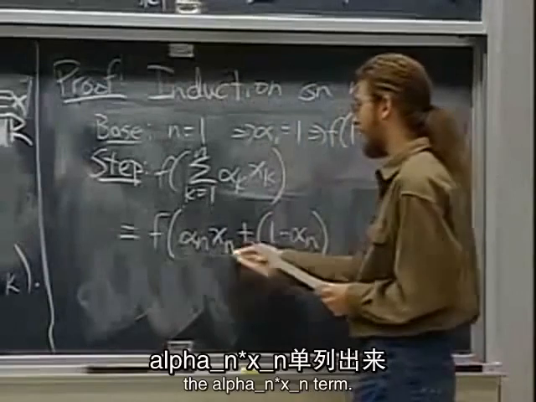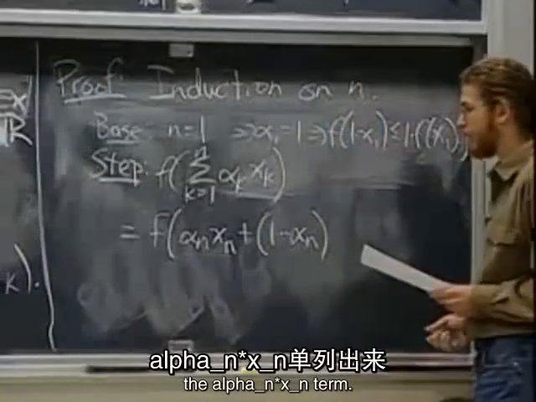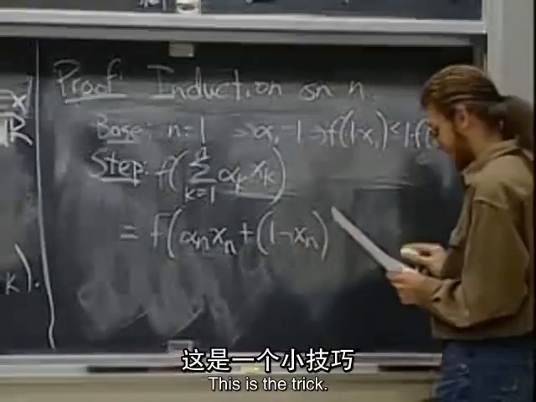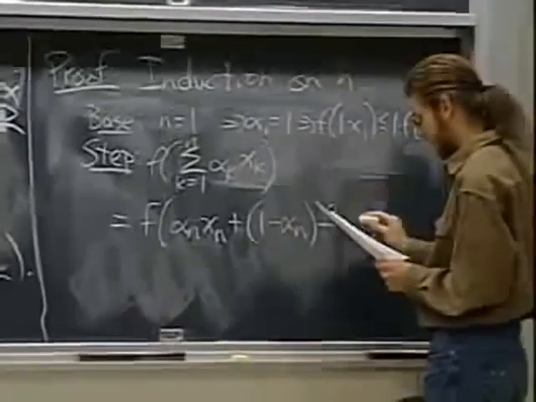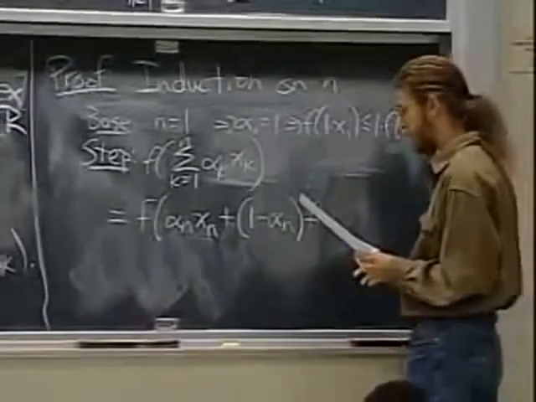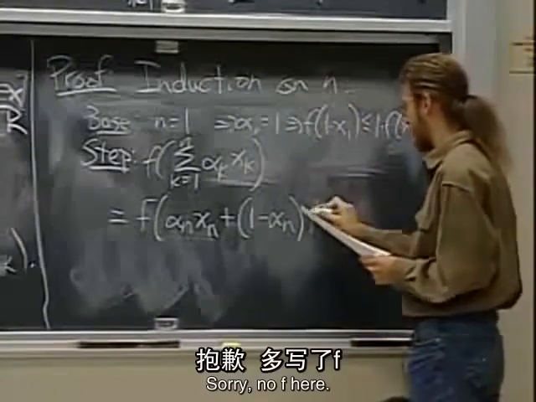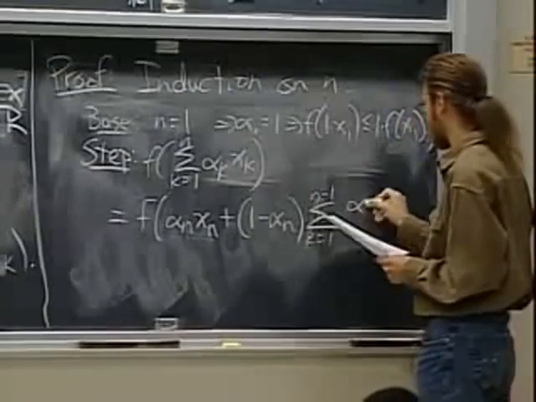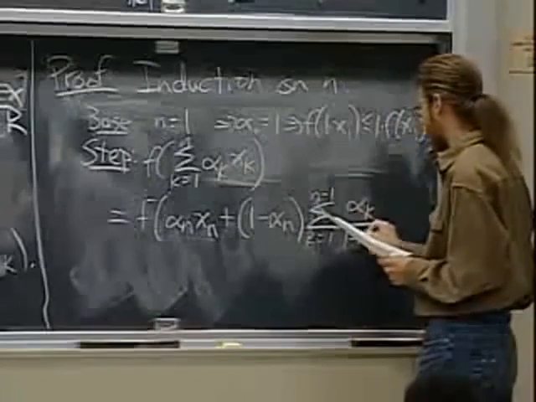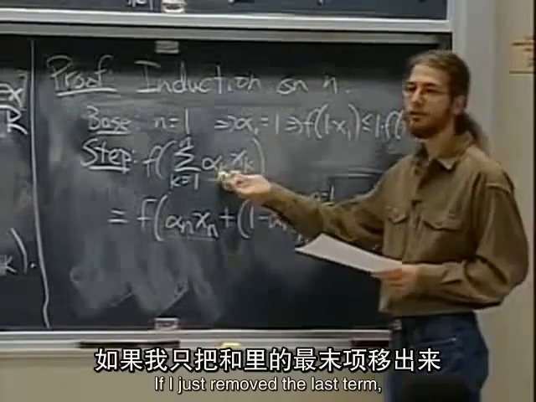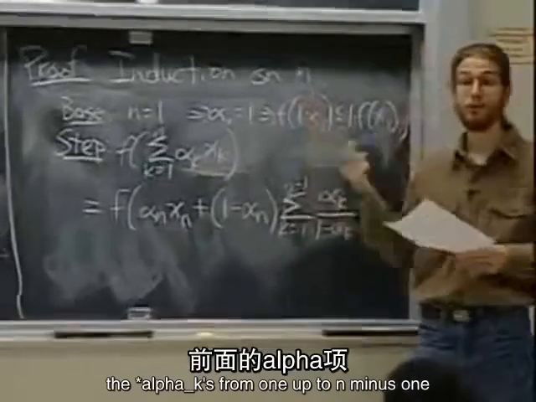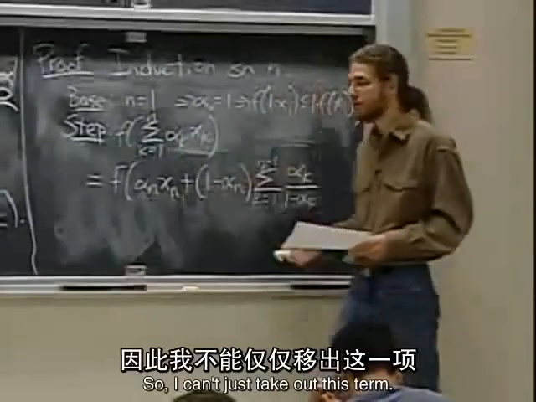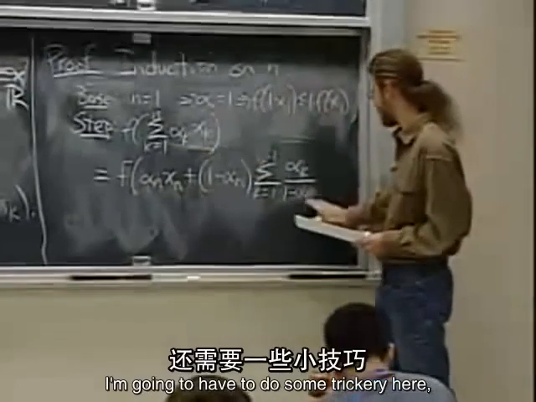So I want to separate out the alpha n xn term. And I'd also like to make it an affine combination. This is the trick. Sorry, no f here. If I just removed the last term, the alpha k's from 1 up to n minus 1 wouldn't sum to 1 anymore. They'd sum to something smaller. So I can't just take out this term. I'm going to have to do some trickery here.